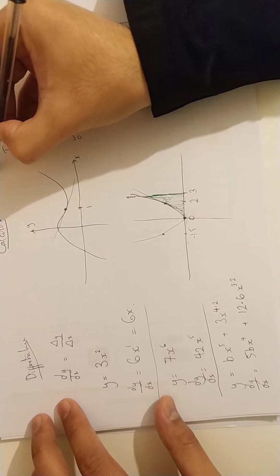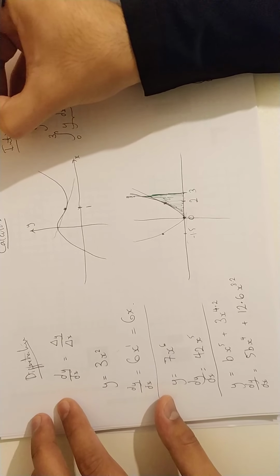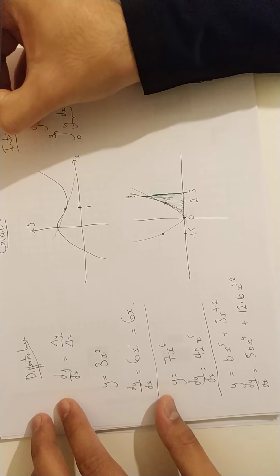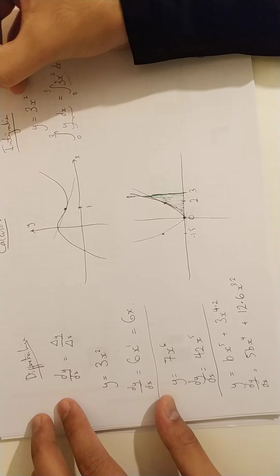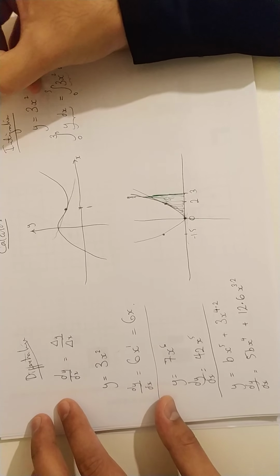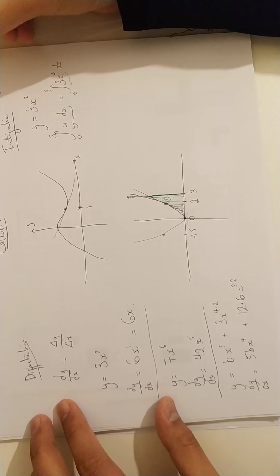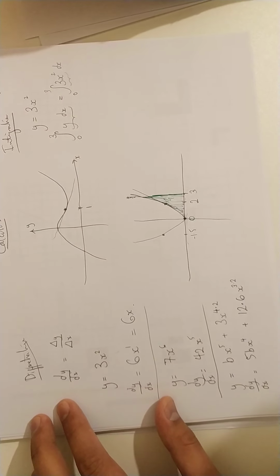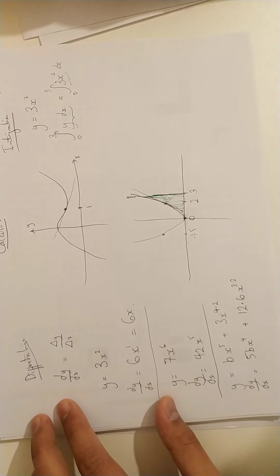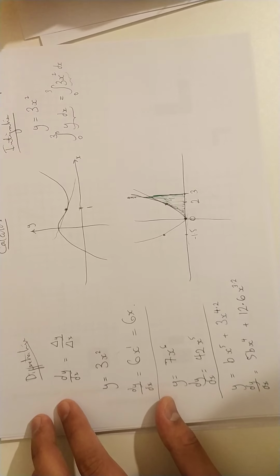So if the process was to, first of all, multiply by the power and then subtract 1 from the power, that gives you the dy by dx function. If I want to go backwards and do the inverse process, i.e. if I want to integrate, I'm going to do the opposite of this one. I'm going to add 1 to the power, and then I'm going to divide by whatever this new power is.